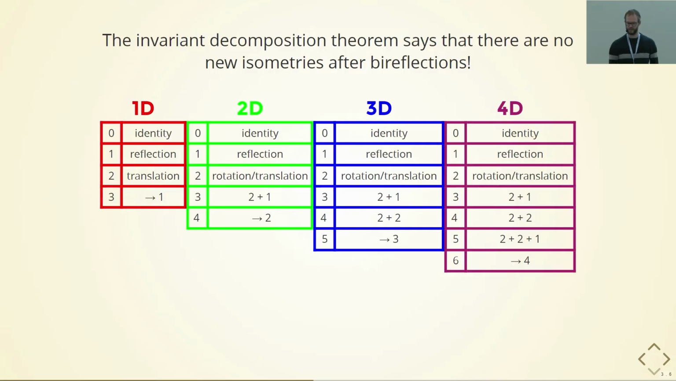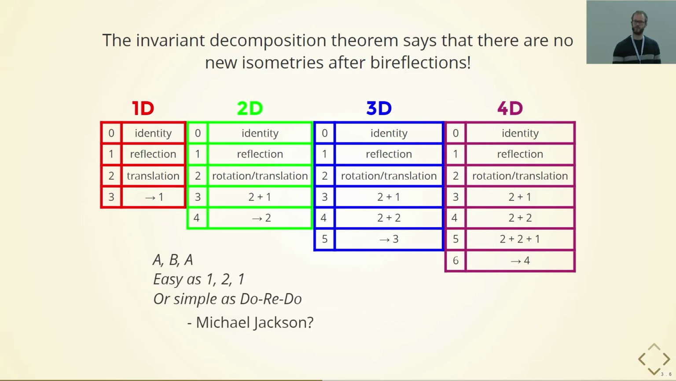And in 3D, it's the same thing. So 3 reflections is actually just 2 plus 1 in an orthogonal space. And 4 reflections, like I showed you with the screw motion, is again 2 orthogonal bireflections. So there's nothing new. If you understand the basic bireflections, you understand everything you need to know about isometries.